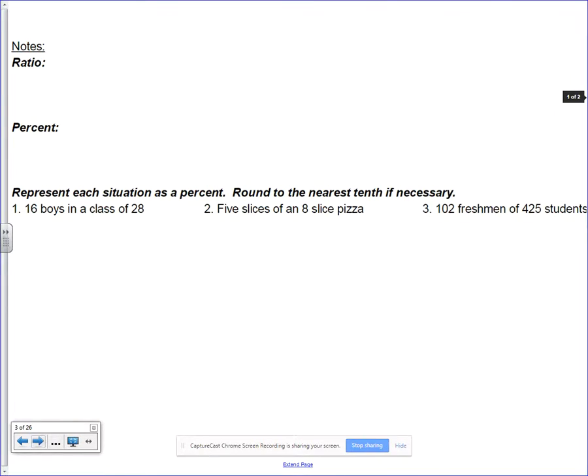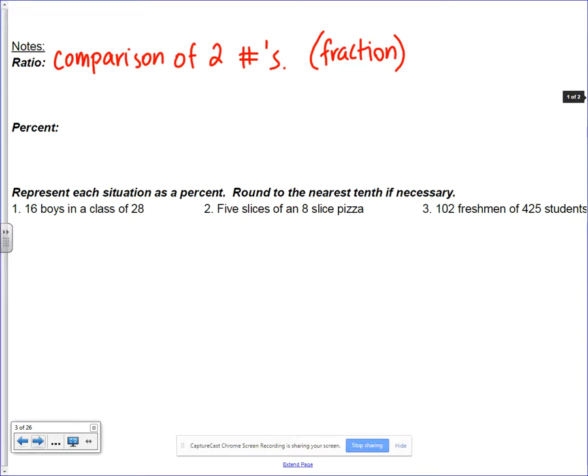Now, these two words should be very familiar to you. We talked a couple days ago that ratio is a comparison of two numbers. Okay, and normally when we have a ratio, we're going to write it as a fraction. You all know that a fraction has two numbers, the numerator and the denominator. So we're going to write that as a fraction.